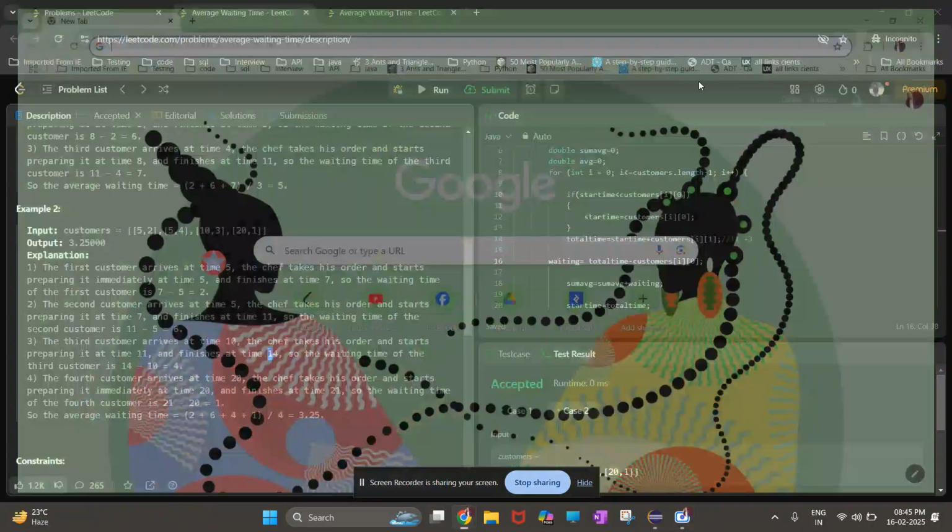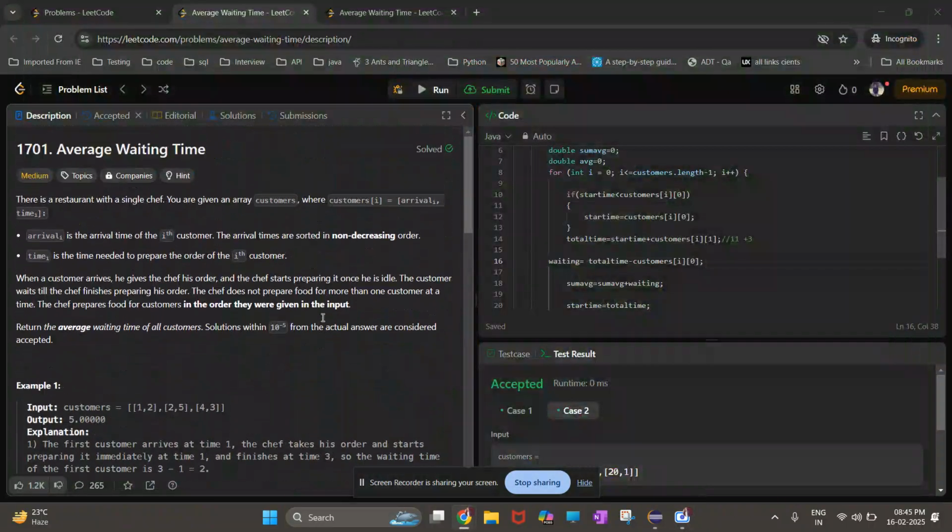Hi guys, so today's question is average waiting time. This is a medium level complexity question. The description says that there is a restaurant with a single chef, and you are given an array of customers, a 2D array where customer i contains the arrival time and the time i. Arrival time is the arrival time of the ith customer, when the customer arrives.